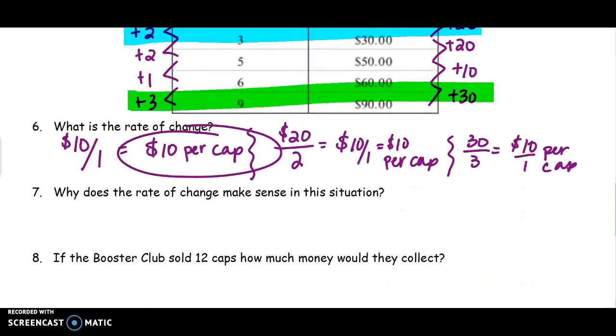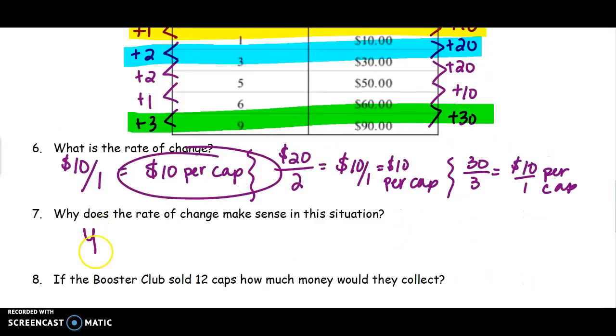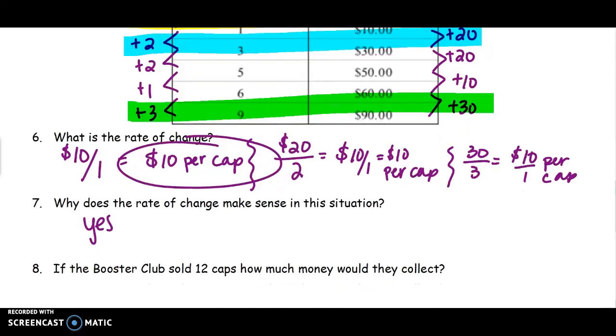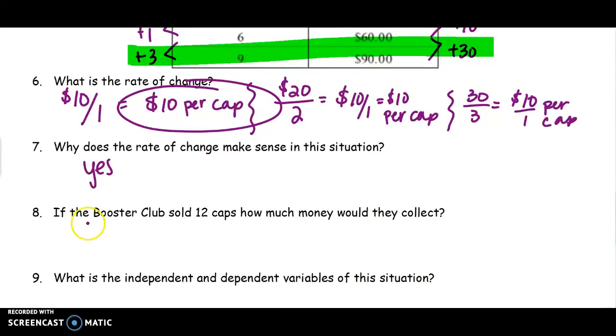Does this rate of change make sense in the situation? Yes, because every hat they sell is $10, and so if they sell 1 hat, 2 hats, 3 hats, 9 hats, it's $90, so it'd be 9 times that $10. If the booster club sold 12 caps, how much would they collect? So we know that the rate of change is 10, and it's $10 per cap, so that's what X represents. So if we were to say 10 times 12, they would have $120.